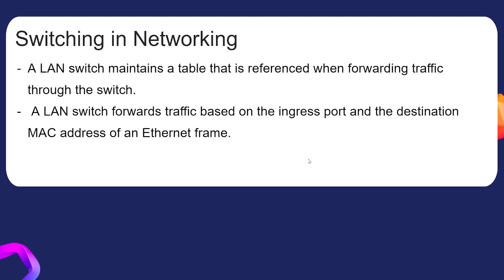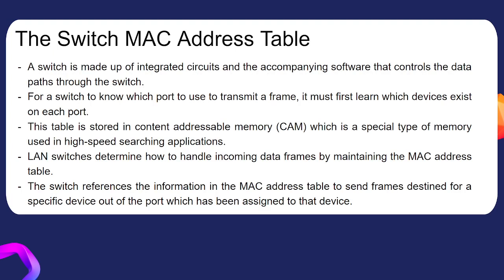Switching in networking. A LAN switch maintains a table that is referenced when forwarding traffic through the switch. A LAN switch forwards traffic based on the ingress port and the destination MAC address of the Ethernet frame. A switch is made up of integrated circuits and the accompanying software that controls the data paths through the switch. For a switch to know which port to use to transmit a frame, it must first learn which devices exist on each port. This table is stored in Content Addressable Memory, or CAM, which is a special type of memory used in high-speed searching applications.